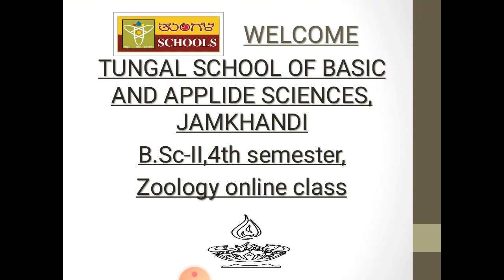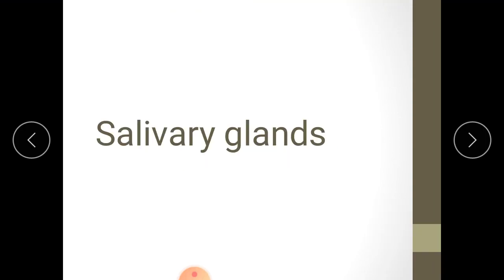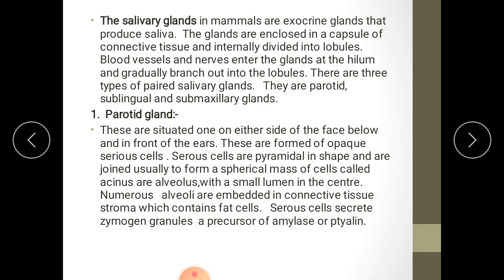Today I am going to discuss salivary glands, the histology of salivary glands. The salivary glands in mammals are exocrine glands that produce saliva. Salivary glands are present in the mouth and they are exocrine glands. You know what are exocrine glands and endocrine glands? Exocrine glands have ducts for secreting their secretions outside their cells, so they are called exocrine glands. Salivary glands are exocrine glands that produce saliva.